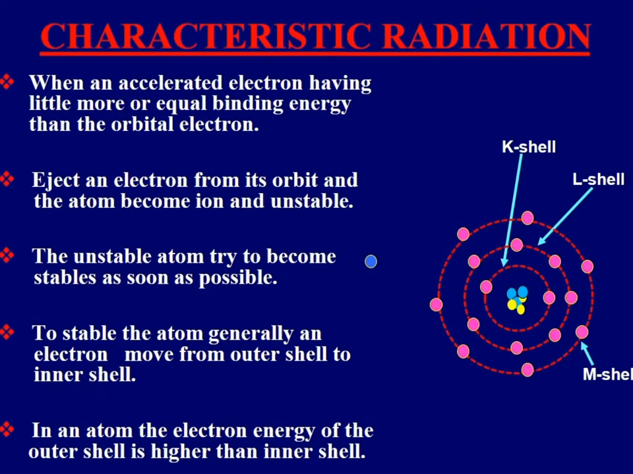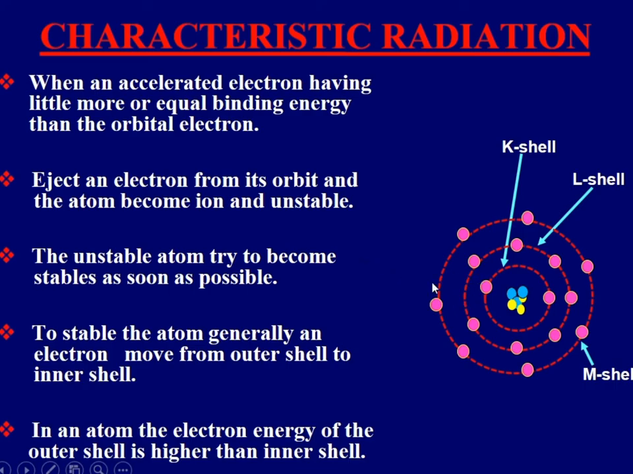Now let us discuss what characteristic radiation is. Firstly, we are going to understand it with the help of this diagram. This is the nucleus, where there are neutrons and protons, and these pink circles are electrons. The red dotted line is the orbit of a particular electron. Now this is an accelerated electron, so let us see what happens.